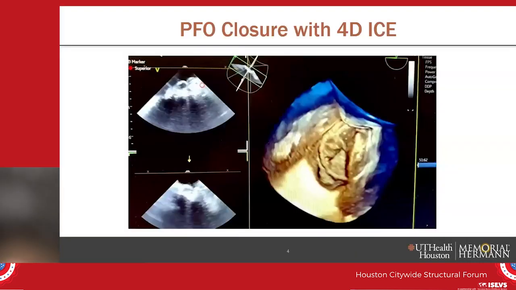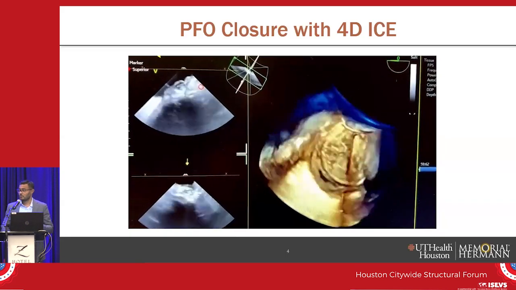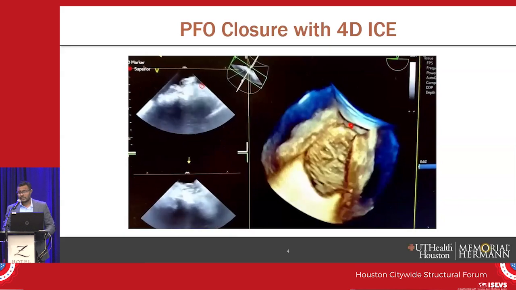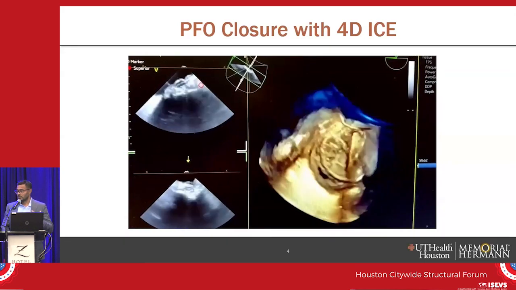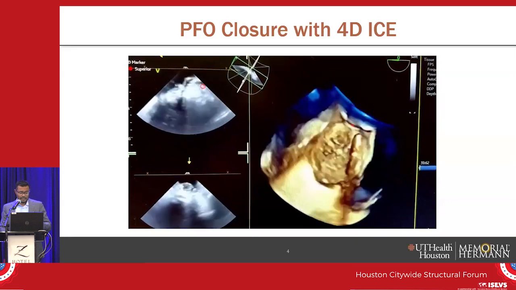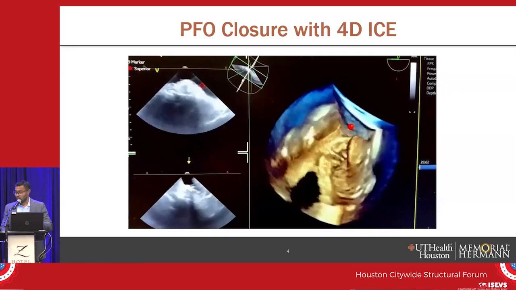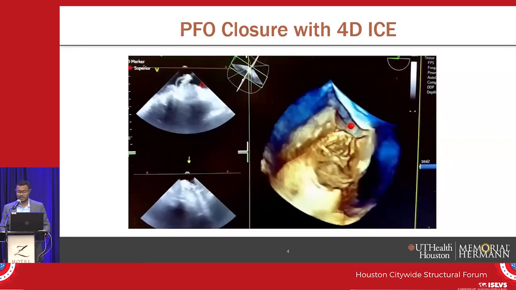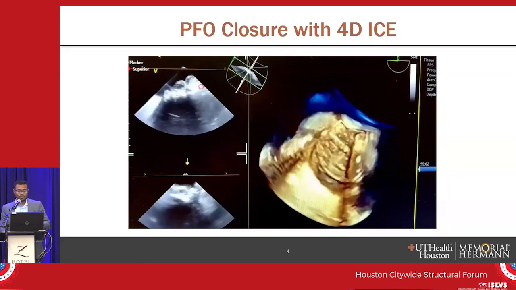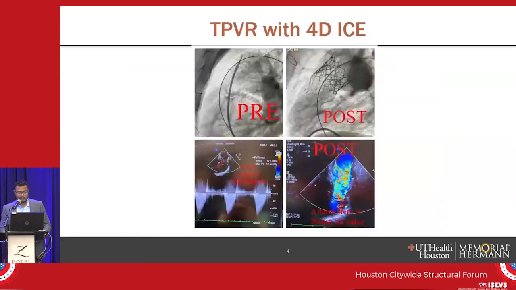And just a couple more examples. This is another application of 4D ICE. So I routinely use this one even for the ASD and PFO closure, not because it's superior to 2D ICE for the PFO closure, but it also gives you a little bit of teaching, and you can learn from the ICE usage in these simple cases. And the images are beautiful. You can get the biplane. You don't have to go look for the aortic rim coverage or the posterior rim coverage.